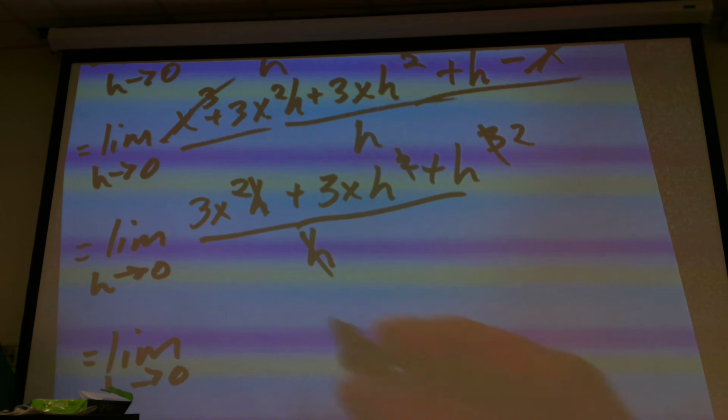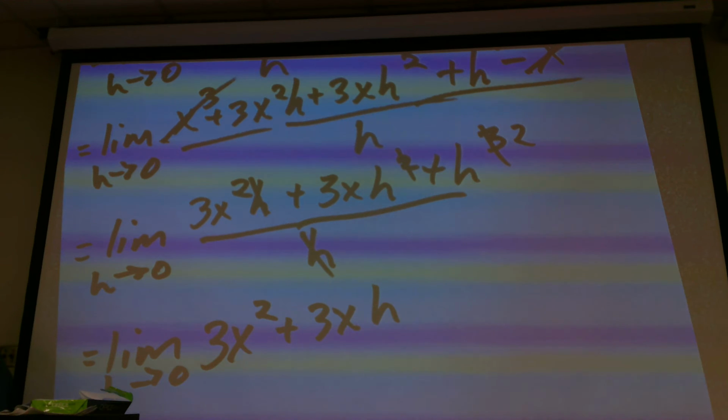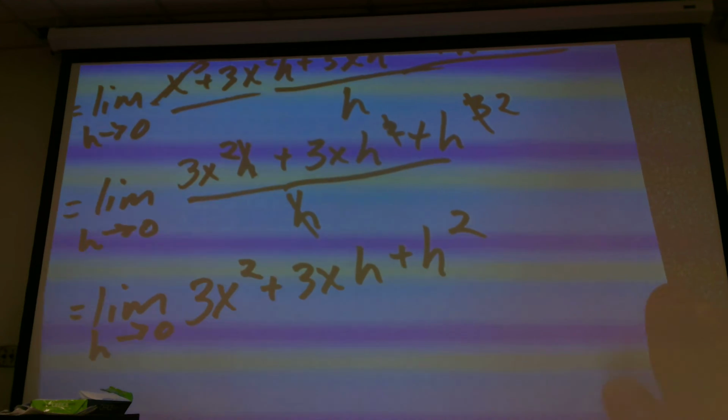So that's going to be the limit as h tends towards 0. That's going to be 3x squared plus 3xh plus h squared.